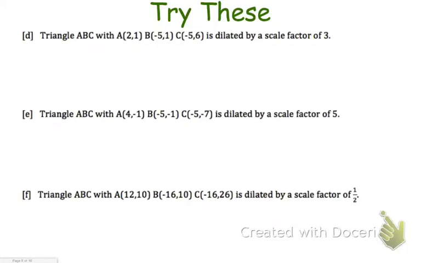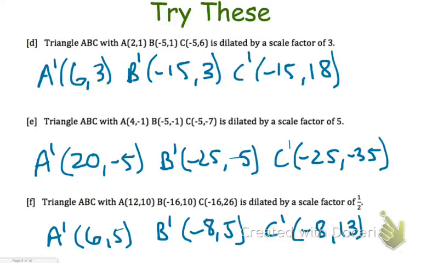Take a moment to dilate the coordinates for each of the 3 triangles in part D, E, and F. Unpause this video for the solutions. You can check your answers with the solutions provided. Be sure to label your primes. So if you're identifying A, must correspond with A prime, B with B prime, and C with C prime.